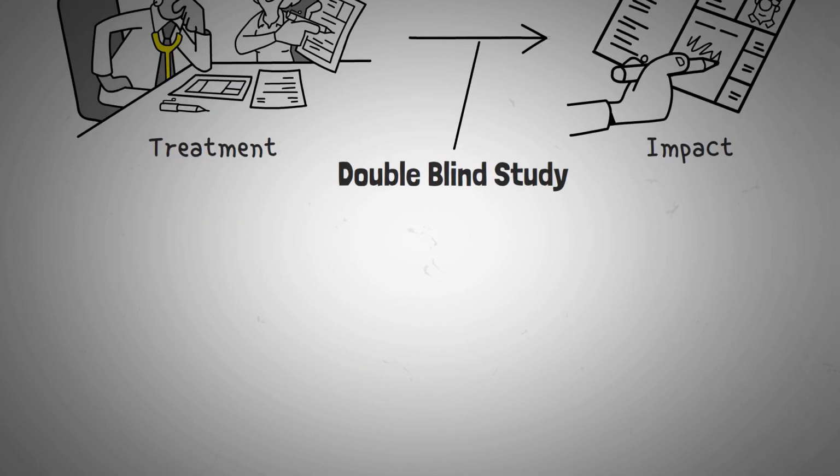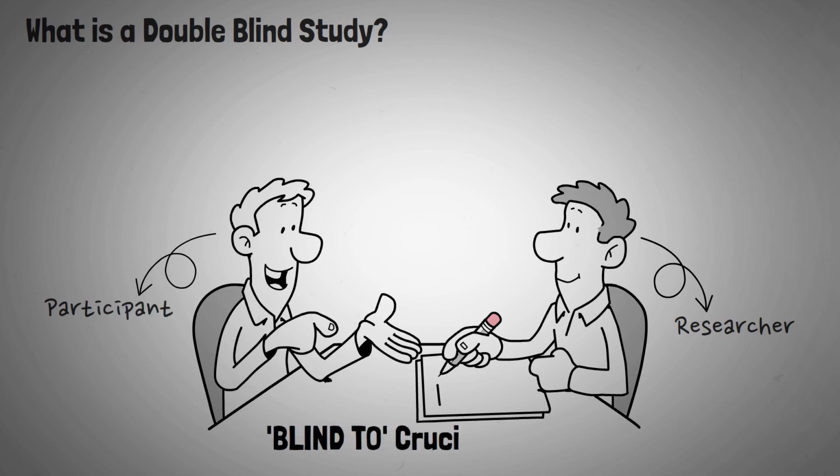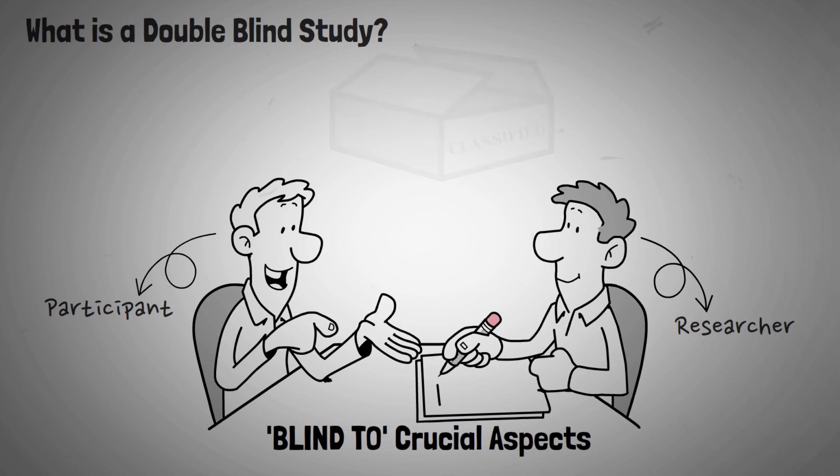Let's dig right in. First off, what is a double-blind study? Well, a double-blind study is an experiment where both researchers and the participants are blind to the crucial aspects of the study, such as the hypothesis, the expectations, or the allocations of subjects to different groups. In double-blind clinical trials, neither the experimenters nor the participants are aware of who is receiving a treatment.